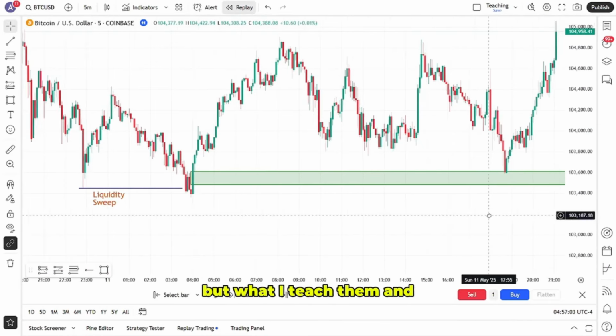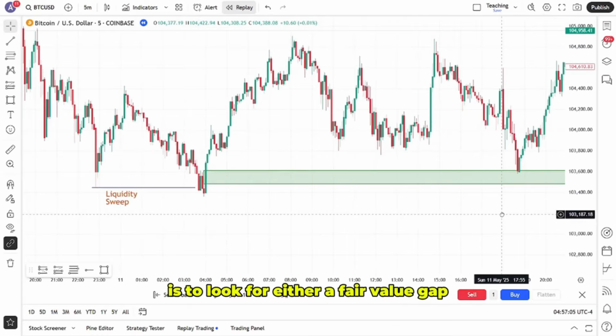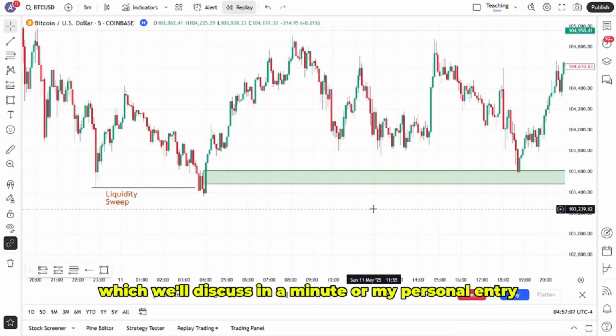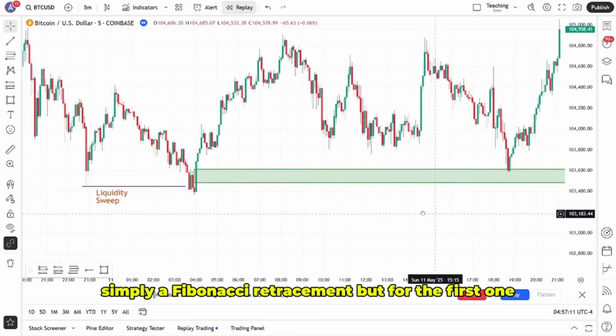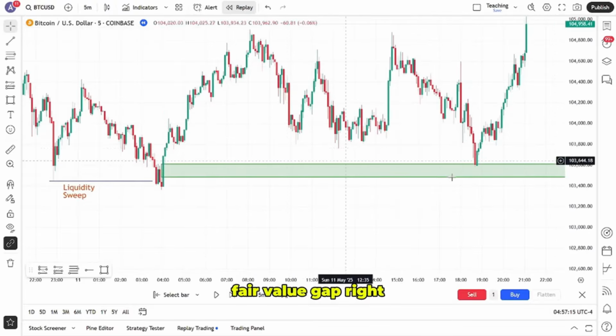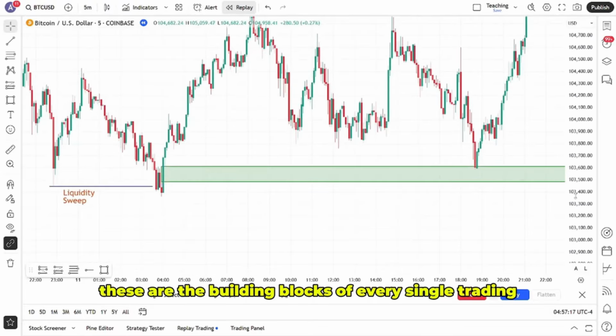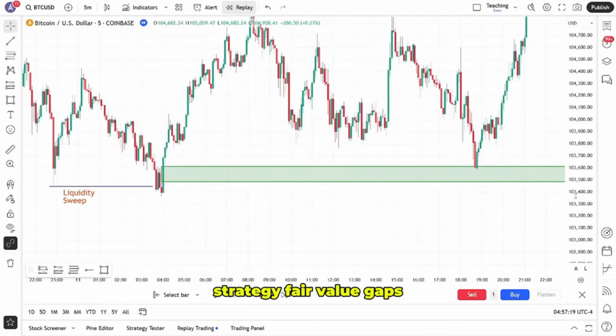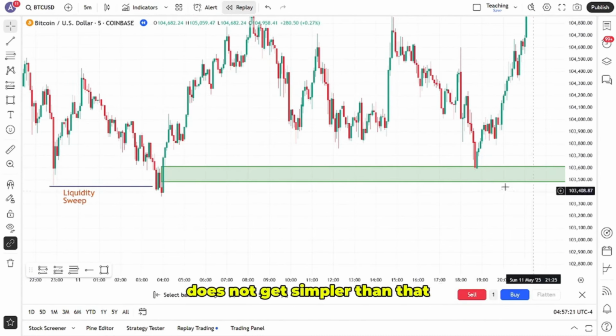But what I teach them is to look for either a fair value gap, which we just discussed, an order block, which we'll discuss in a minute, or my personal entry, which is an optimal trade entry, simply a Fibonacci retracement. But for the first one, fair value gap. These are the building blocks of every single trading strategy: fair value gaps, order blocks, and optimal trade entries. It does not get simpler than that.